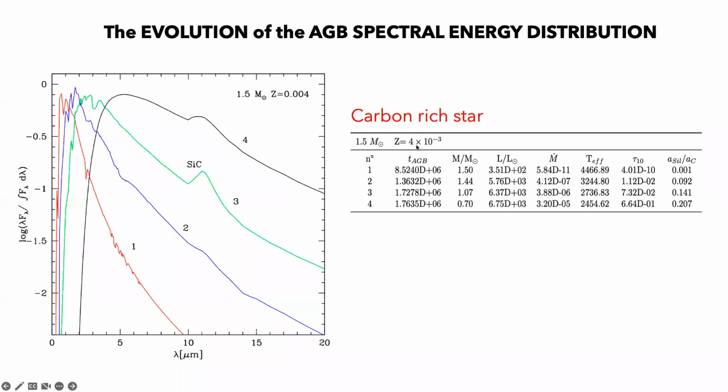And at the end of the AGB phase, when a lot of carbon has been dredged up by the star to the surface, we reach the highest obscuration. The star is completely enshrouded. As you see, it is invisible in the optical and eventually even in the J or H band.